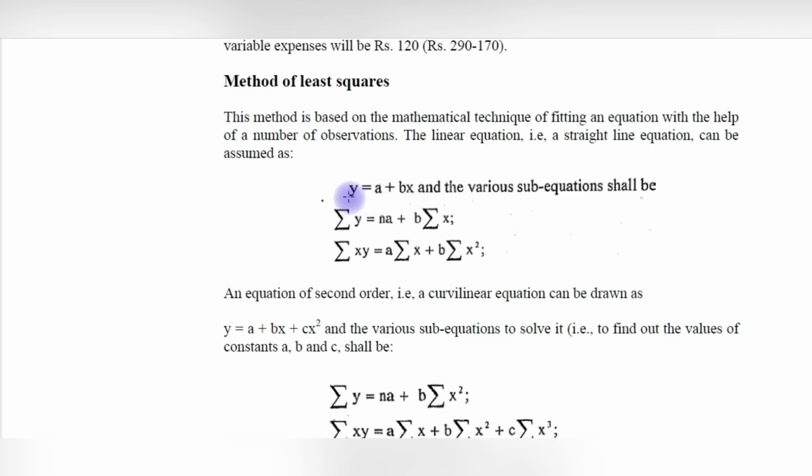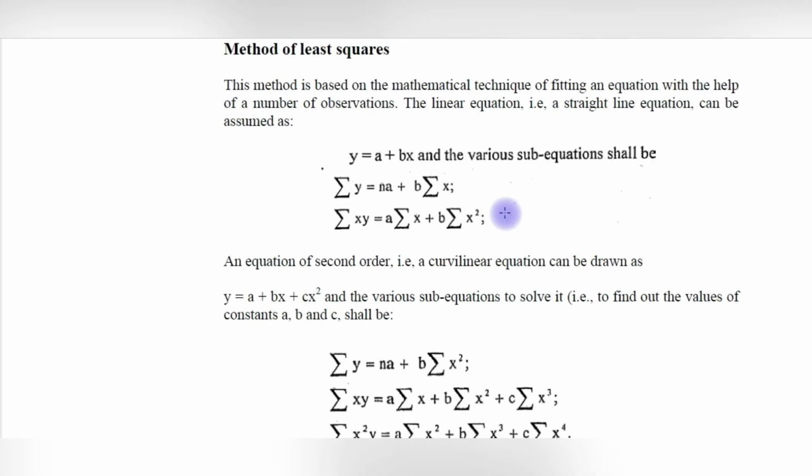If you add all these equations, we will get sigma y equals na plus b sigma x. Now multiply this with x. We will get sigma xy equals a sigma x plus b sigma x square. This n will not be there. So using these two equations, we will find the values of a and b.